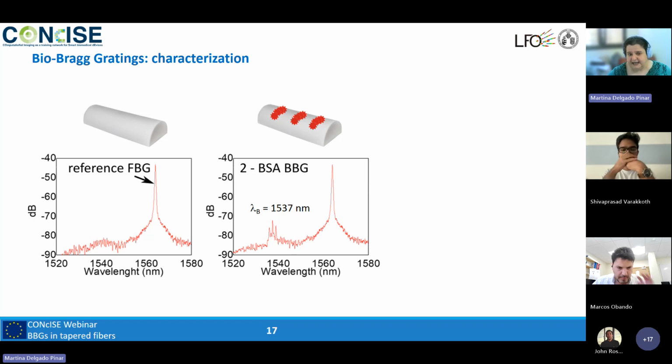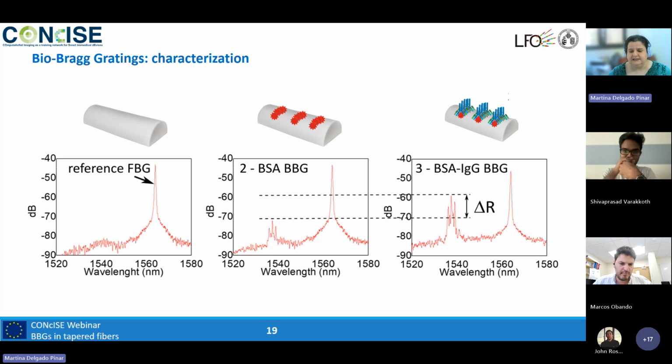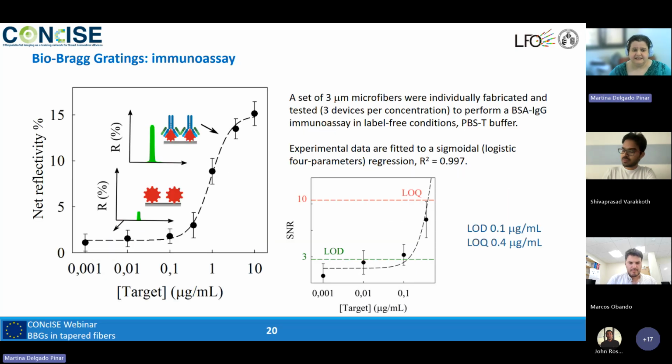So when BSA and anti-BSA link together, the reflectivity of this grating increases, as you can see, and then we are going to correlate this change in reflectivity with the concentration of the anti-BSA present in the sample that we are studying. With this principle of operation, we performed a complete assay, and we could determine the limit of detection and limit of quantification of this device, which are pretty good numbers.